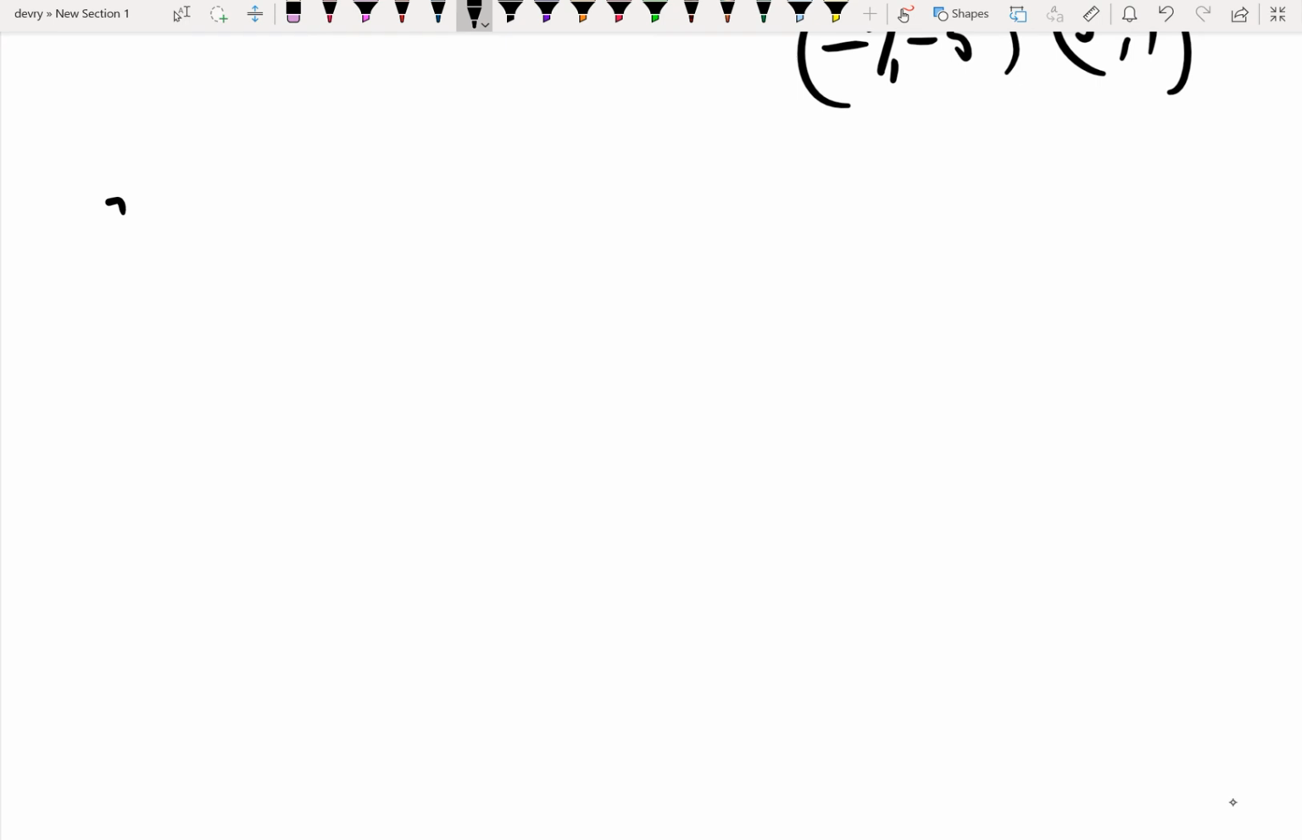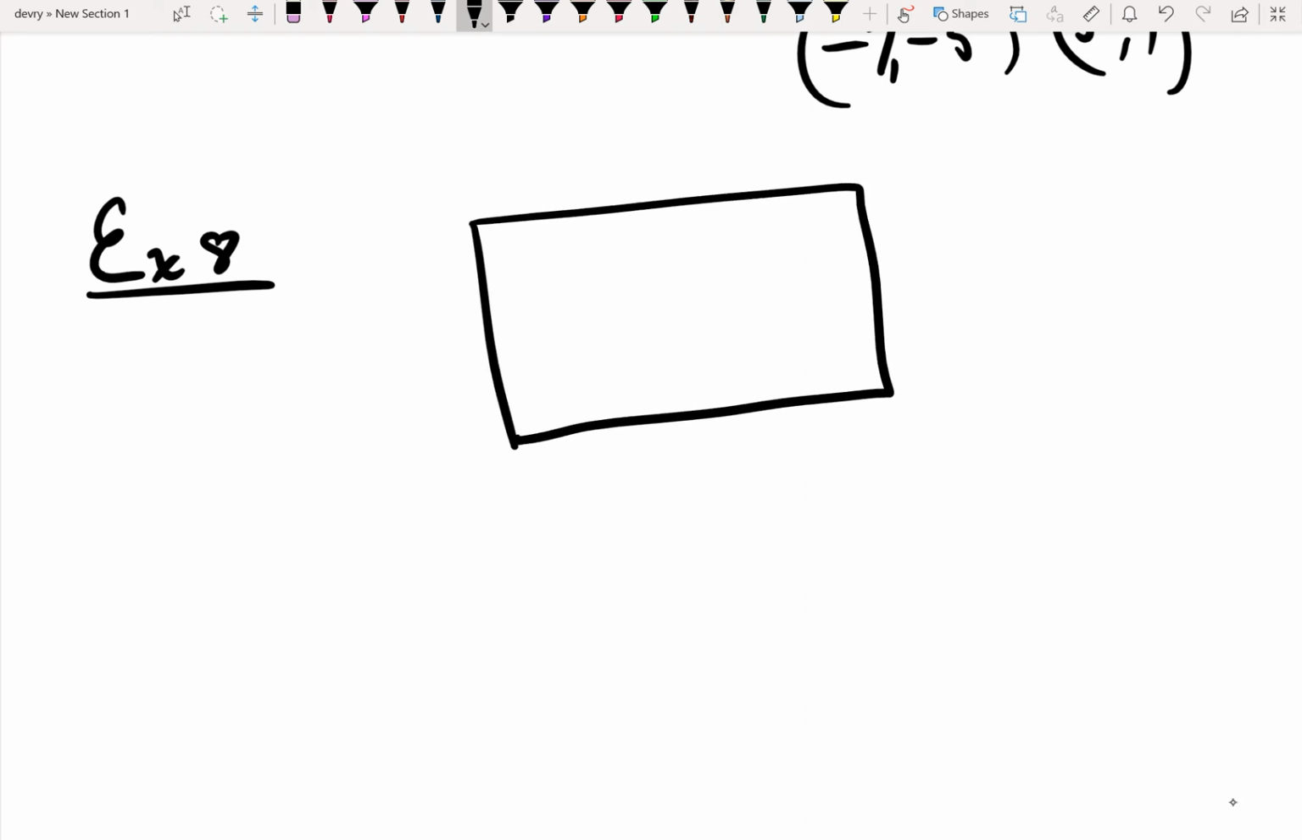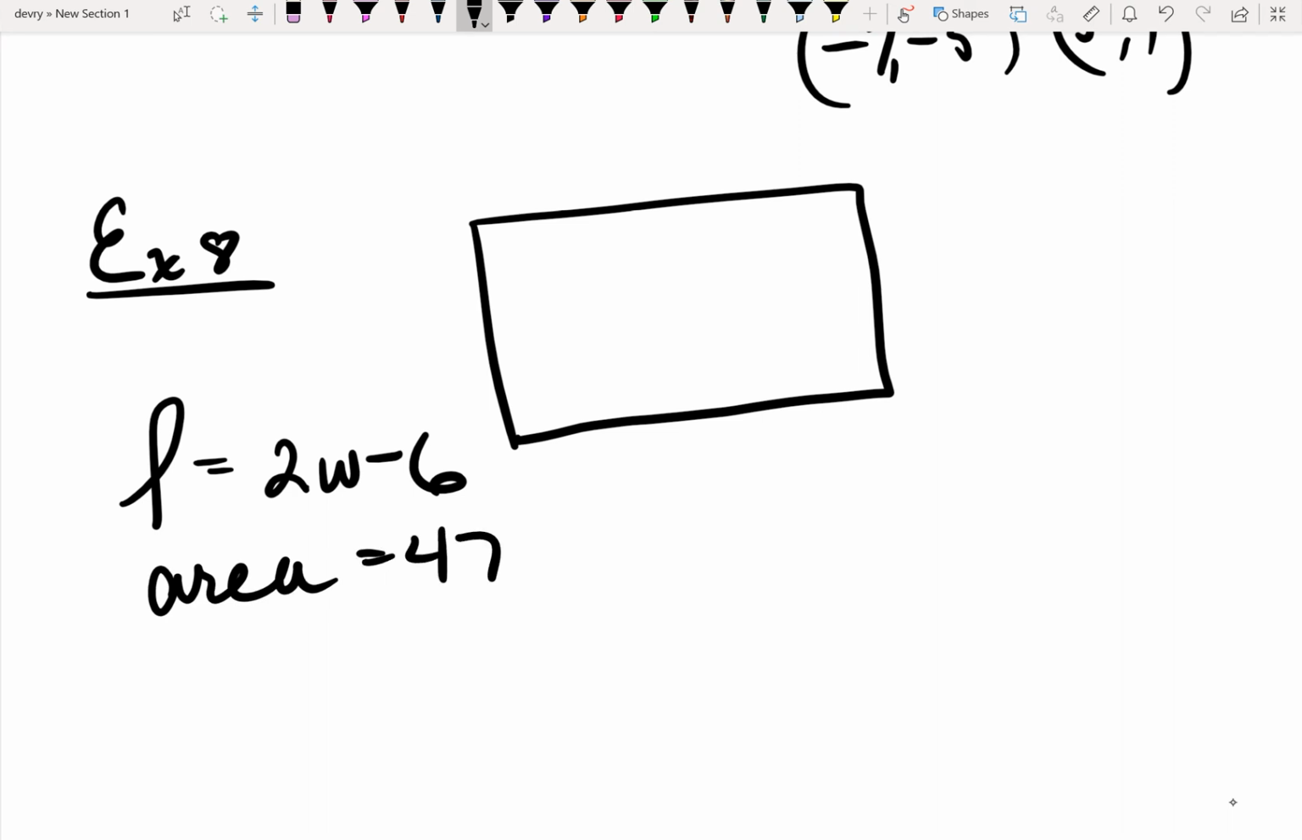Example 8. In example 8, you have a basketball court, obviously a rectangle, right? If you have a rectangle, and it says the length of the basketball court is 6 less than twice the width. That's what that looks like. The total area of the basketball court is 4,700 square feet. Okay, and then it wants you to find the dimensions of the court.